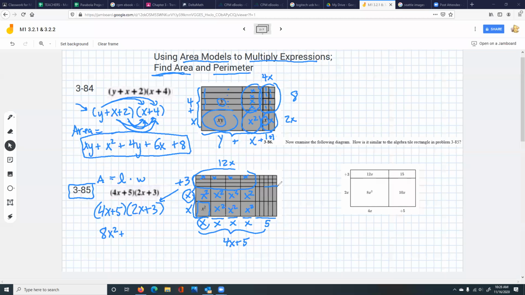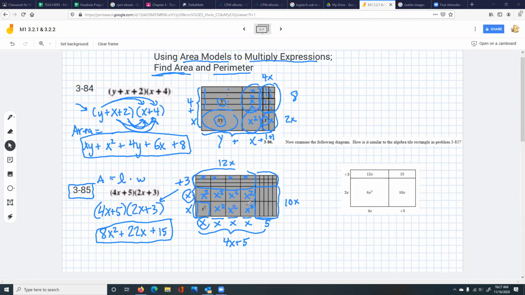And then here are more x tiles, right? And I have what? 5 times 2, so there's 10x here. So I want to add 12x plus 10x, which is 22x. And then we have our little unit tiles over here, right? How many unit tiles do we have? 3 times 5 is 15. So if I were to multiply out 4x plus 5 times 2x plus 3, it would give me 8x squared plus 22x plus 15. Okay. So that's how you do it using the area model.